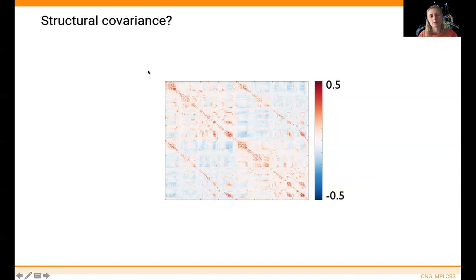Using this method, you can do this for the whole cortex, where you can get a cortex-wide covariance matrix. What you see is that regions that are relatively close to each other usually show a high correlation, and also regions with contralateral homologs show a high correlation. That's why these lines are here.